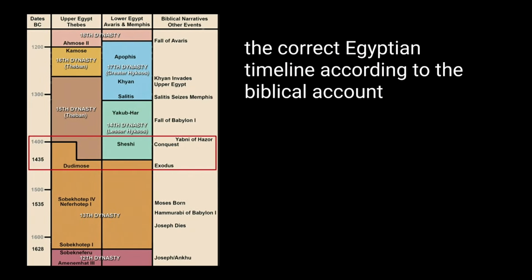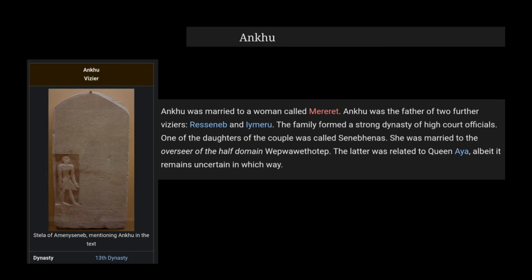Now, if you have seen my previous videos on Israelite history, you will know that I believe the Israelites left Egypt at the end of the 13th dynasty. So we need to look for a vizier who was in office towards the end of the 12th dynasty, and sure enough, looking at the list, we find the vizier Ankhu.